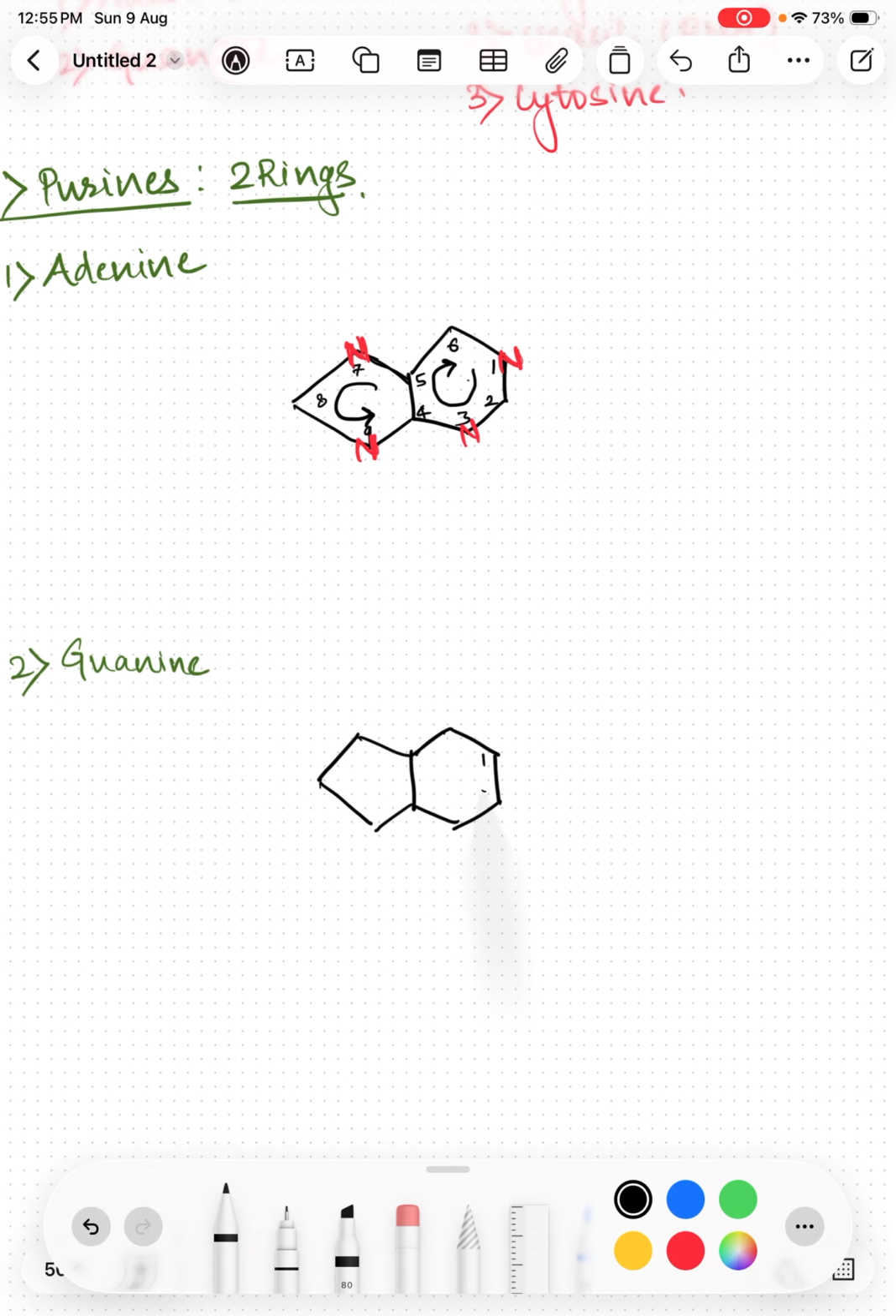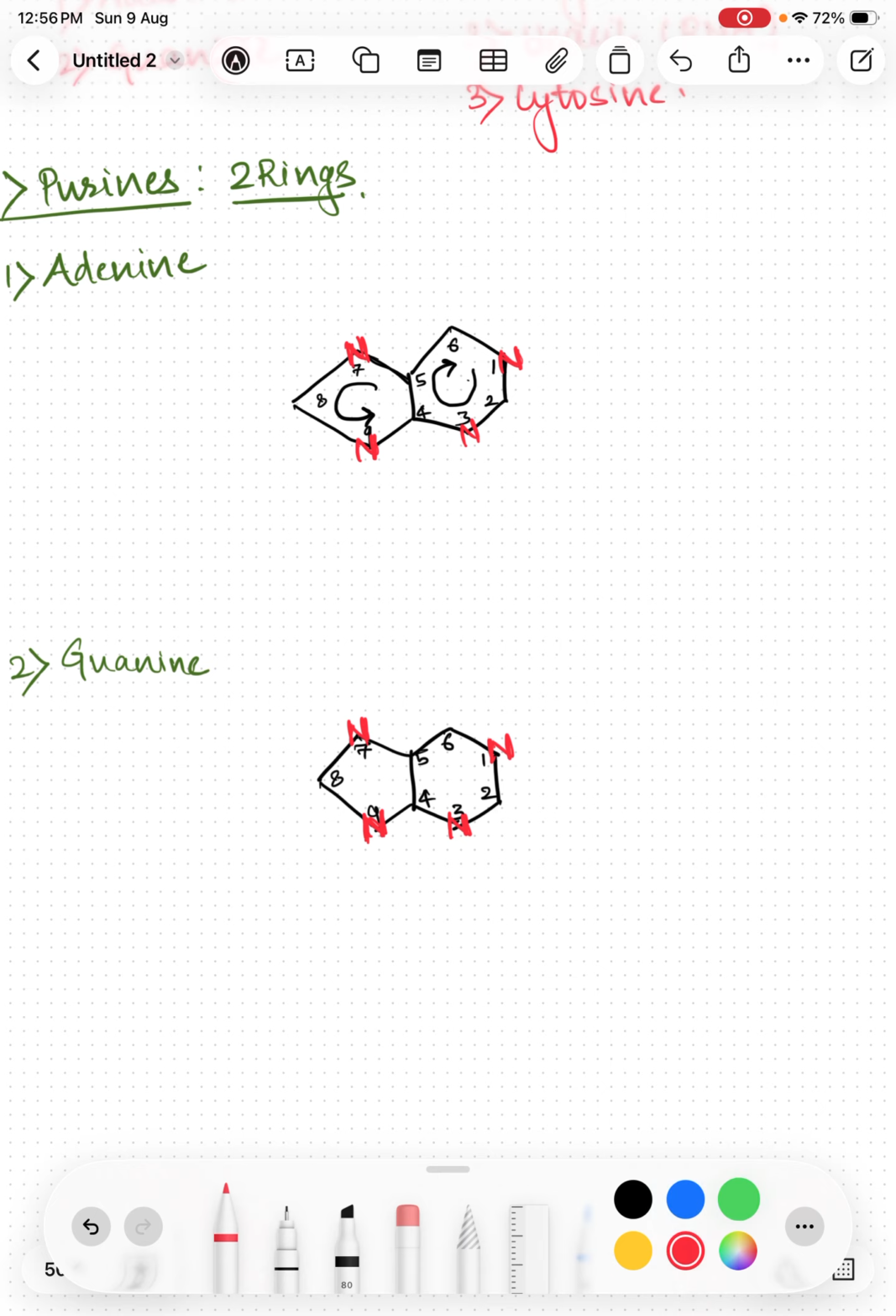It is 1 2 3 4 5 6 7 8 and 9. Again, as I said, at carbon number 1 and carbon number 3 of the 6 carbon ring, and at number 7 and at number 9 you have a nitrogen atom. Now the basic difference between adenine and guanine.